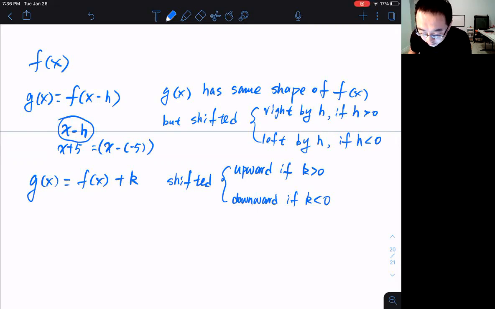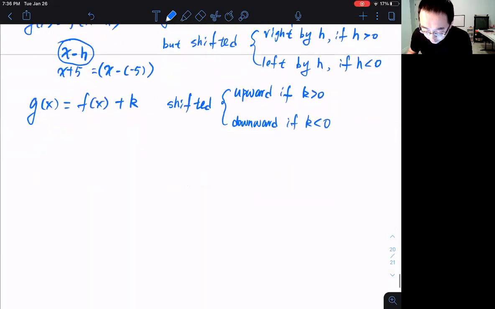Okay, let's see, what else? Okay, and another common thing you see is reflecting with respect to the axes.